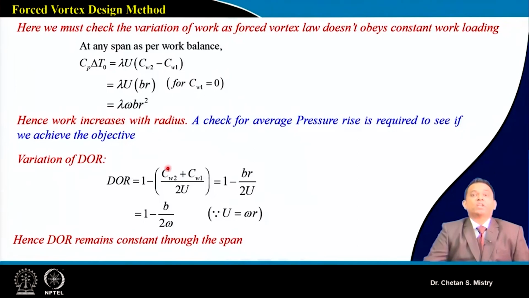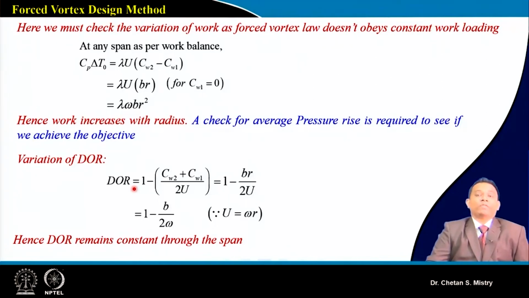If we put CW1 equal to 0, and CW2 equal to B into R, then my degree of reaction is given by 1 minus B by 2 omega. Omega is my angular speed. So we can say my degree of reaction is independent of radius. Here we have assumed a forced vortex by taking CW equal to B into R.